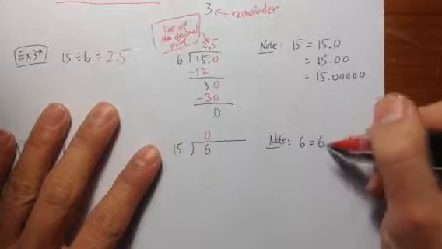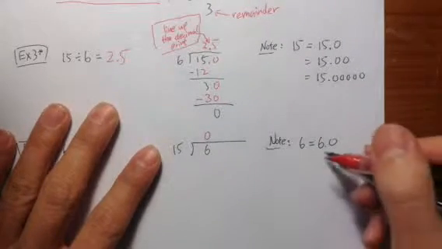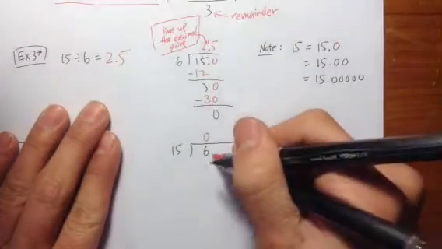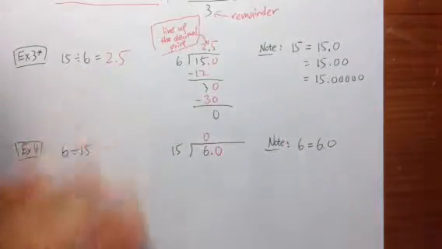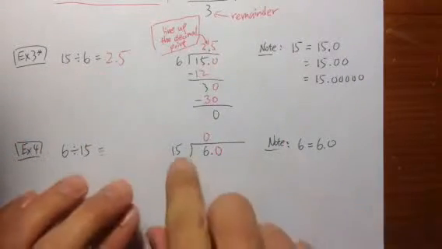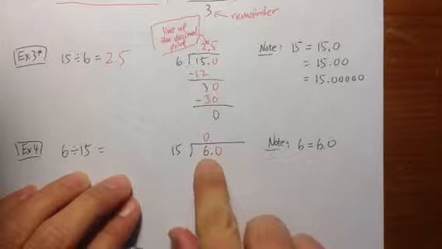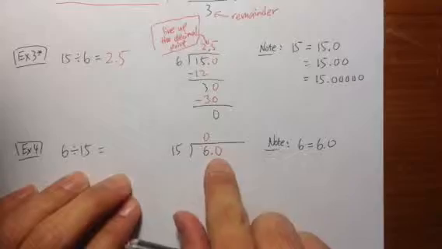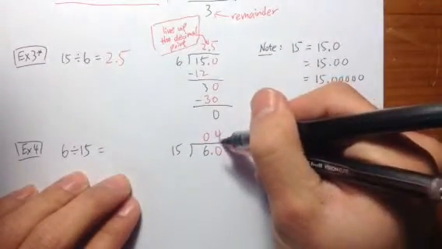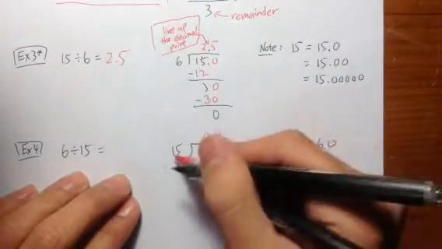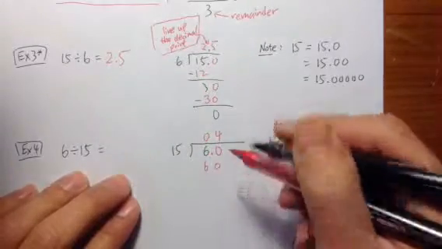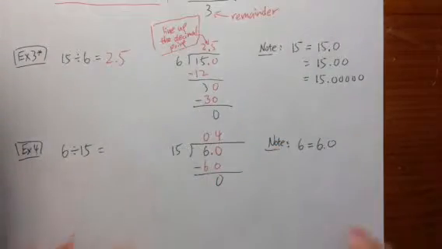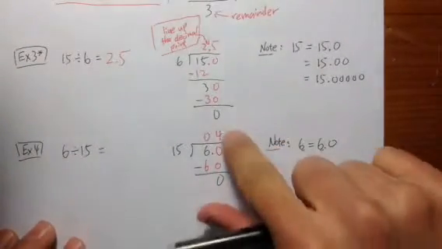6 is equal to 6.0, right? So let's do that as the first step. For the 6, I'm going to add a decimal point, and then I'm going to put a 0 right there. Now we have 15, and I'm going to look at this as 60. 15 goes into 60 4 times. So I'll put a 4 right here. 4 times 15, you get 60. And when you subtract 60 minus 60, you get 0. When the remainder is equal to 0, that's the answer for sure.